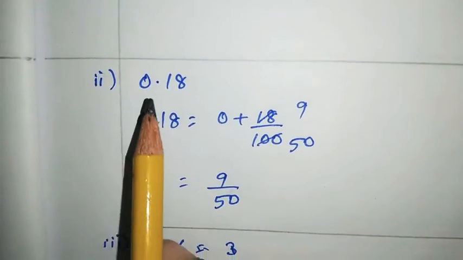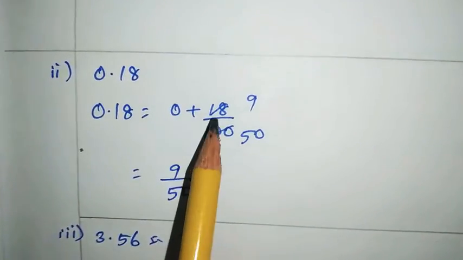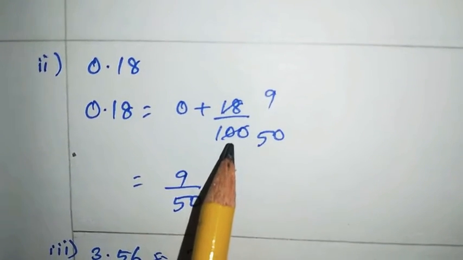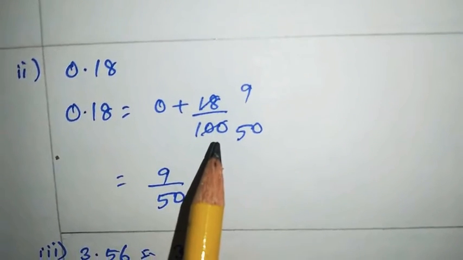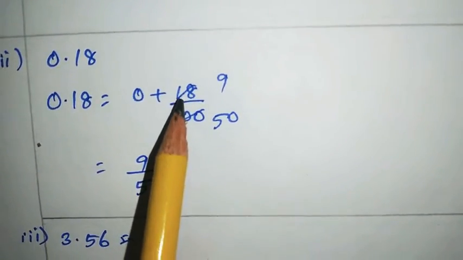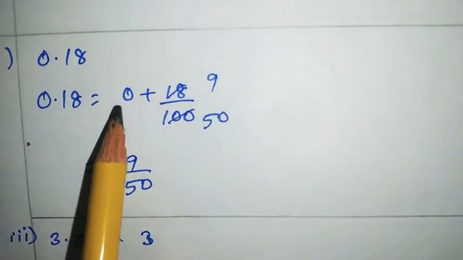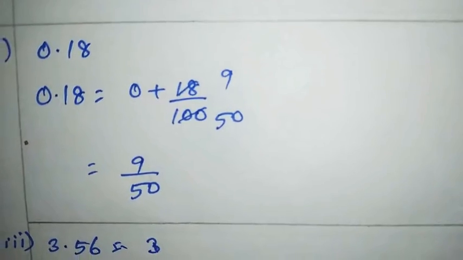Second sum 0.18. This 0.18 can be written as 0 plus 18 by 100. Here also 18 by 100 has the common factor 2. Therefore, we are cancelling the numerator and denominator by 2. 18 becomes 9 and 100 becomes 50. That is 0 plus 9 by 50. We get the answer as 9 by 50.